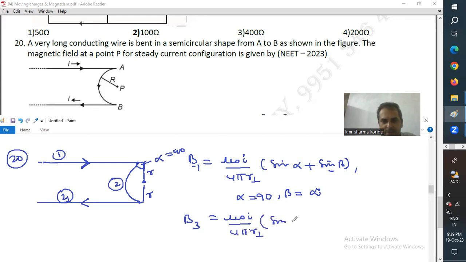Sin alpha, sin beta. Now here you assume if beta is 90, alpha is infinity. So here you assume beta 90 and alpha infinity.